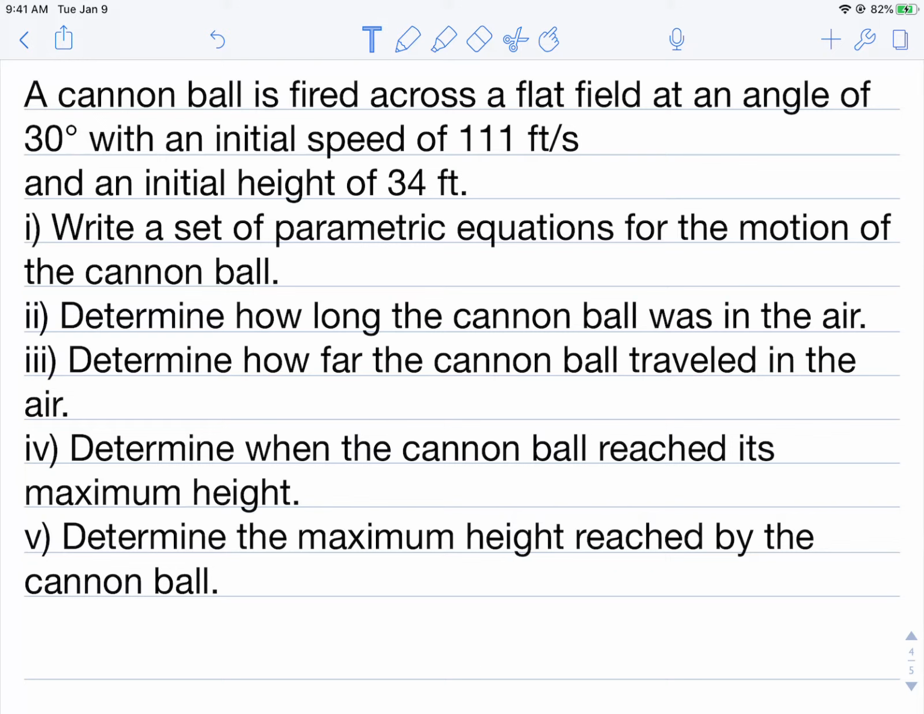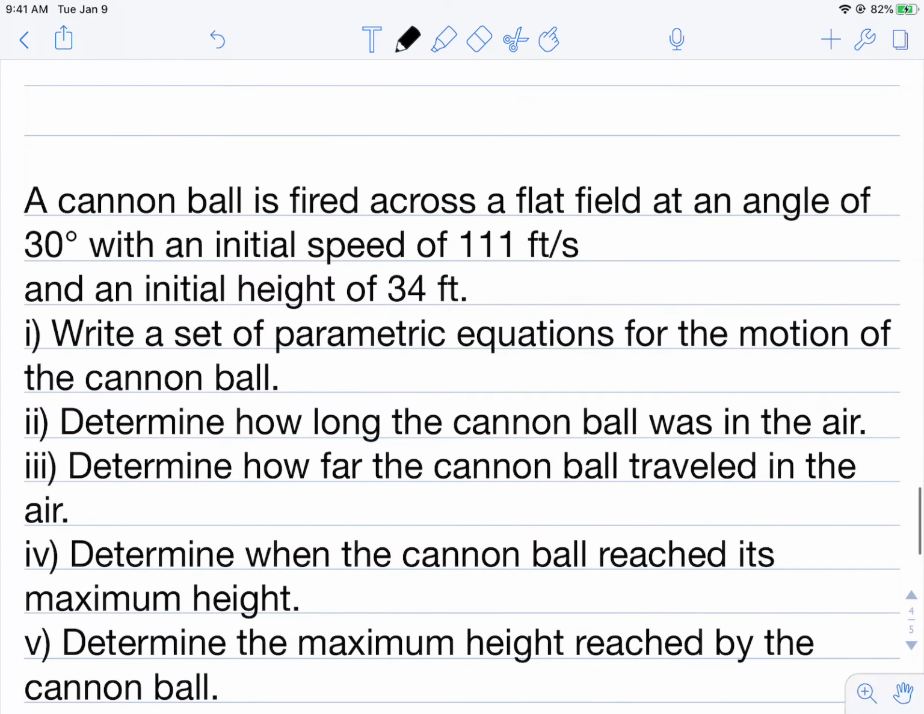Okay, let's try another example. Let's make this example 2, and this is a U try. So copy it down and then try it out.